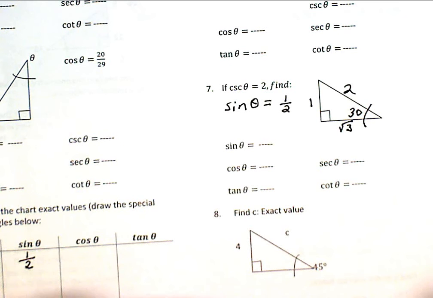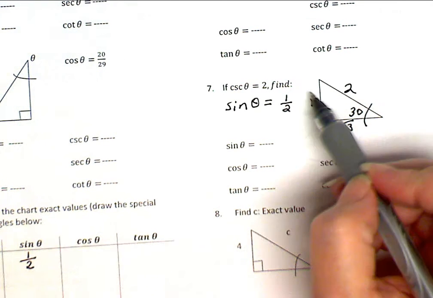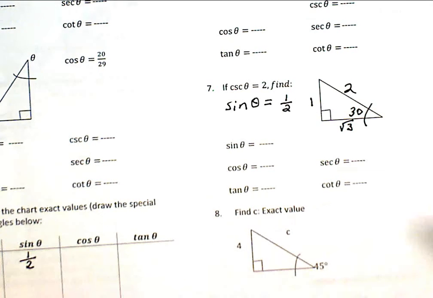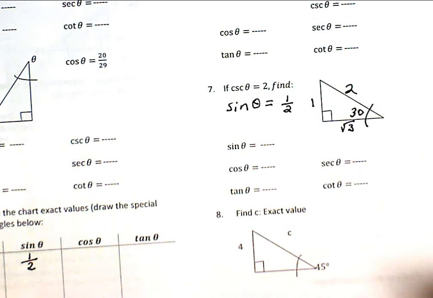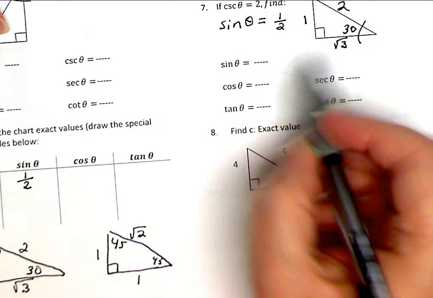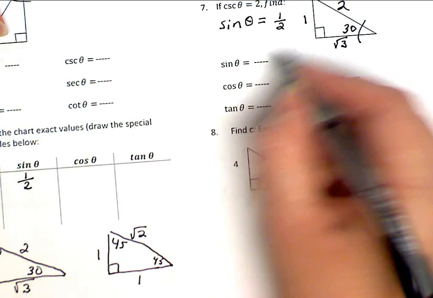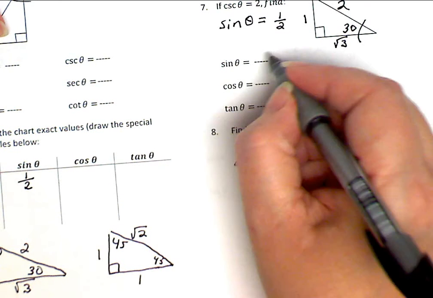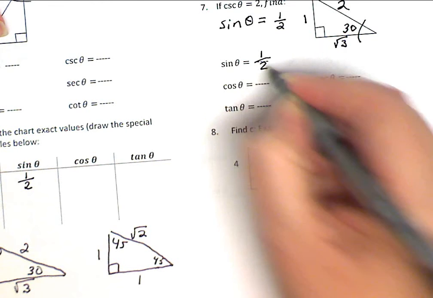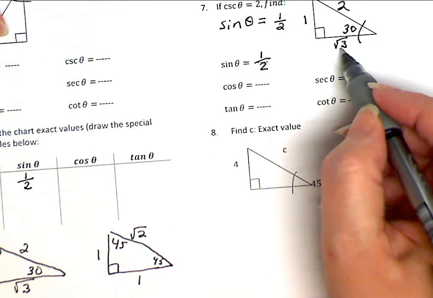Do you put 30 on the bottom? You could have put 30 up here, but then the square root of 3 would have gone there. As long as the lengths are in the right spot, it wouldn't matter. Now we fill out our table. Sine of theta is 1/2 because it's opposite over hypotenuse. What is cosine? Square root of 3 over 2.